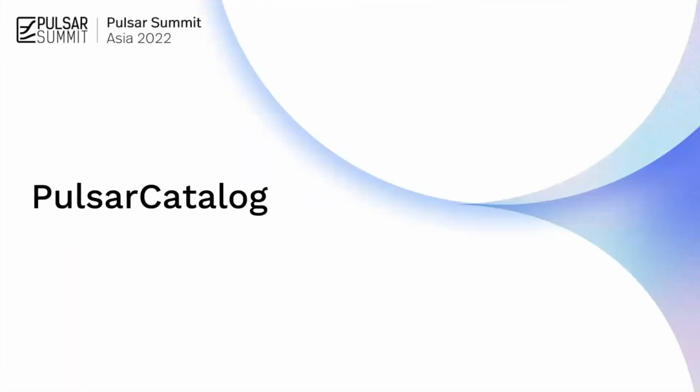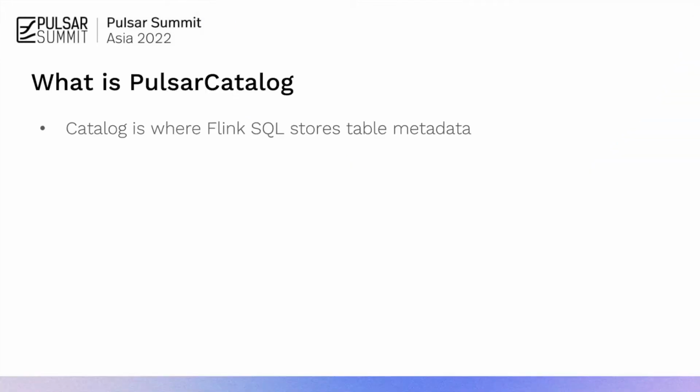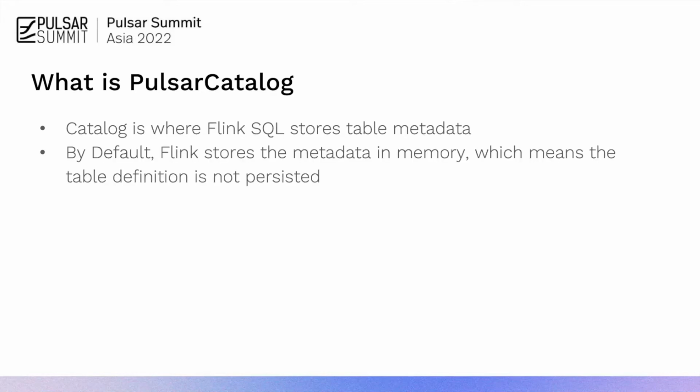Well, next, we're going to talk about the Pulsar catalog. What is a Pulsar catalog? Well, a catalog is where Flink SQL stores table metadata. By default, Flink stores the metadata in memory, which means if you restart the whole SQL client, the table definition will be lost because it's not persisted.